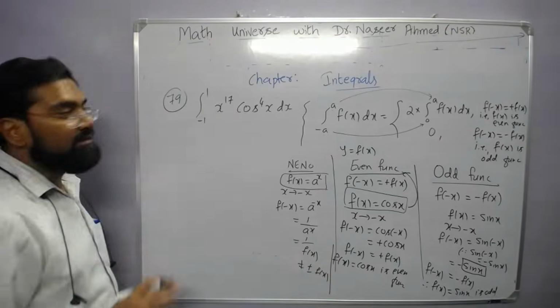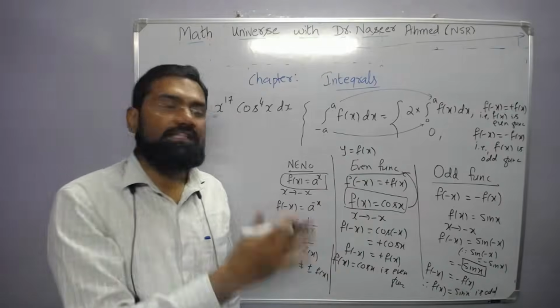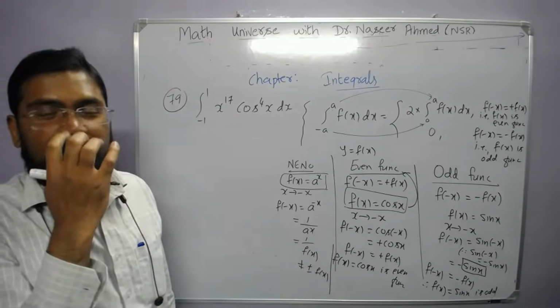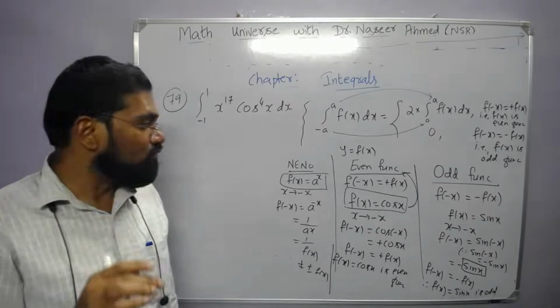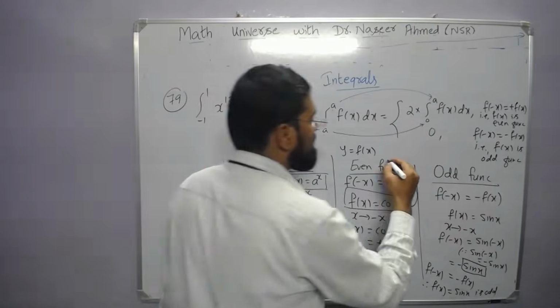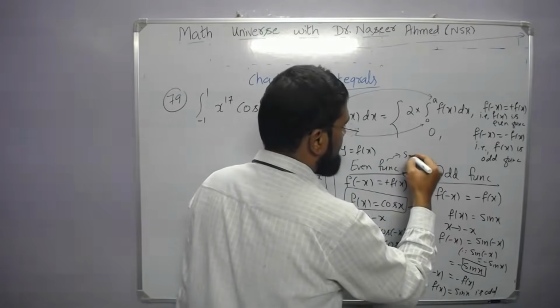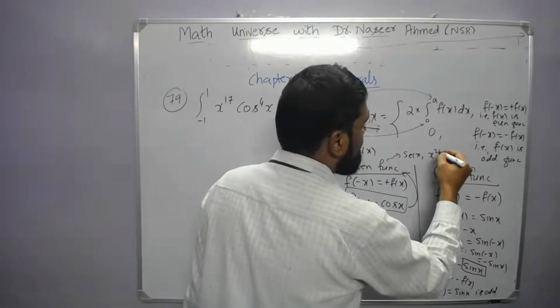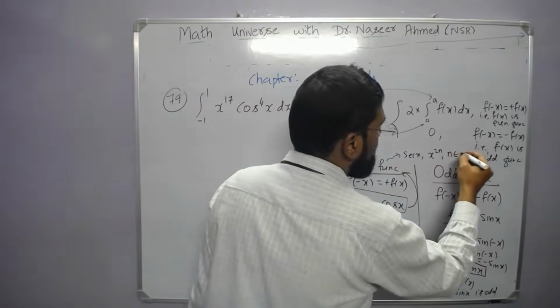Now come to this problem. I'm not going to verify like this. I just give the concept for you to understand. It's a time waste for us. Then how to do it? Before that, examples for even functions. Which are those? Secant x and all even powers, where n is any integer.